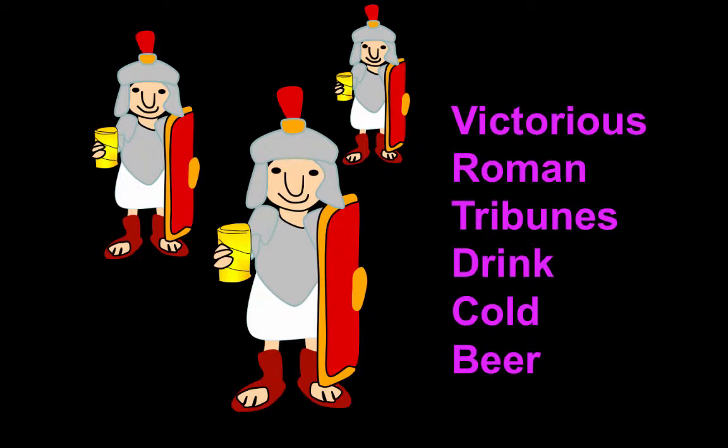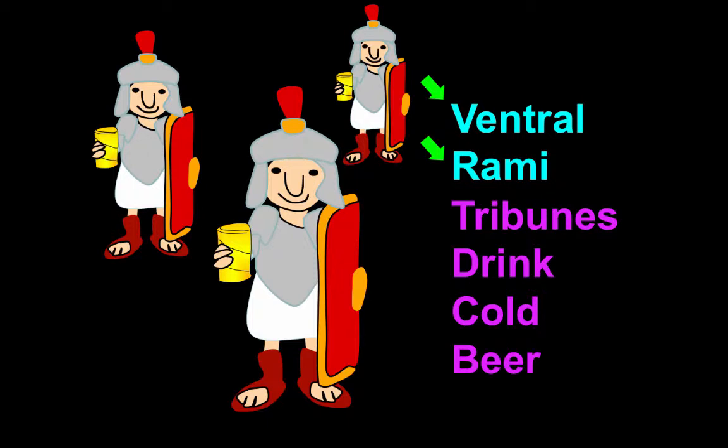In addition to the ventral ramus, the brachial plexus has 4 other components. A good mnemonic to remember all of the components of the brachial plexus is Victorious Roman Tribunes Drink Cold Beer. The first 2 letters, V and R, for Victorious Roman, are used to remind me of the ventral rami.